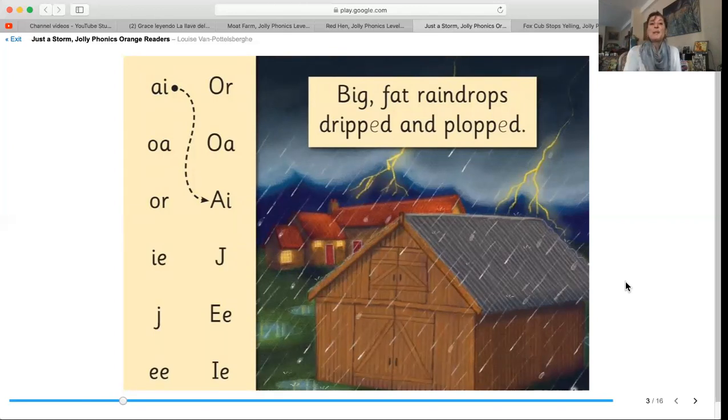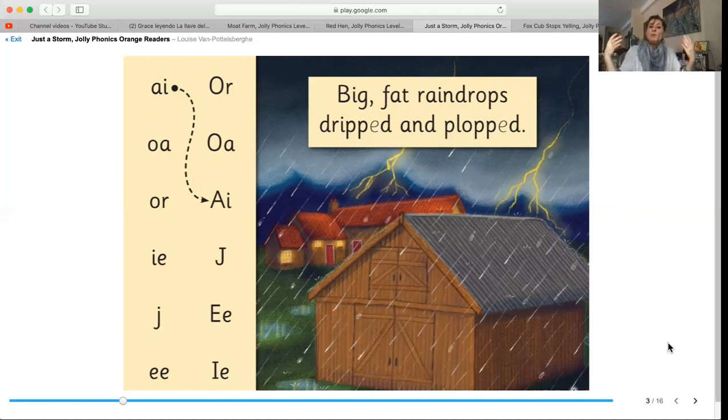My turn. Big fat raindrops dripped and plopped. Can you see the big fat raindrops? Look at this. And what is the noise that they make? Drip, plop, drip, plop, drip, plop. Yes, they dripped and plopped. Can you see the faded letters here and here? Meaning that they do not sound. So we go dr-ip-d, pl-op-t, dripped, plopped.